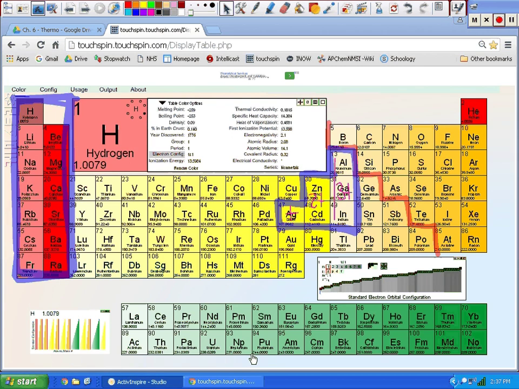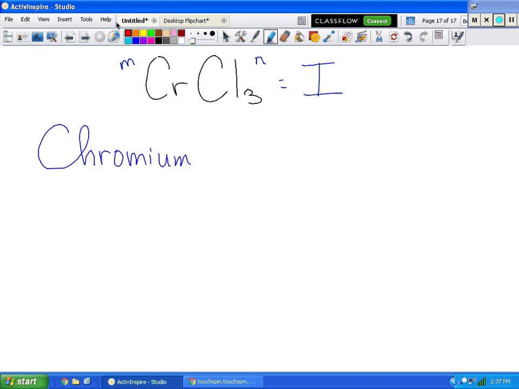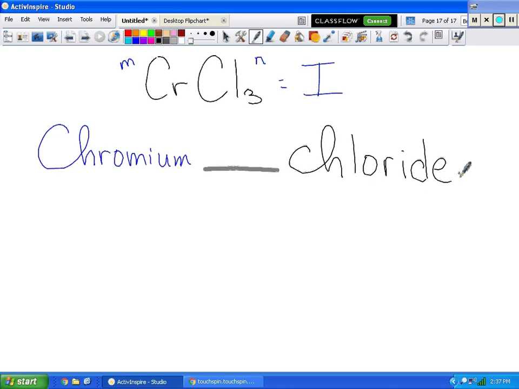First of all, we're working with chromium, correct? Chromium is right. Let me change colors. Is chromium anywhere in that blue? Nope. So we got to figure out what the Roman numeral is. So here's how we do it. I'm going to go ahead and write this. I'm going to put a blank right here because I know I got to fill that in. Now, Robin, chlorine turns to chloride. Very good. Now, Robin, why did you not call it trichloride? Very good. It's not covalent. It's ionic.